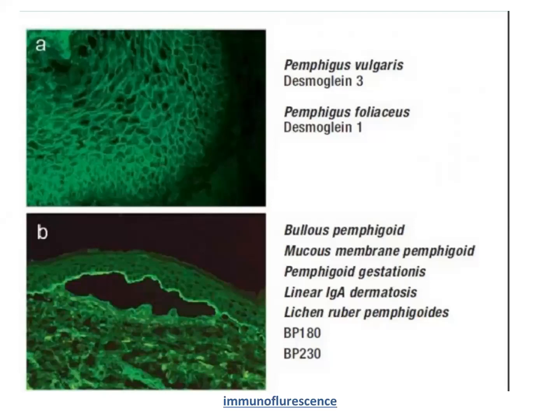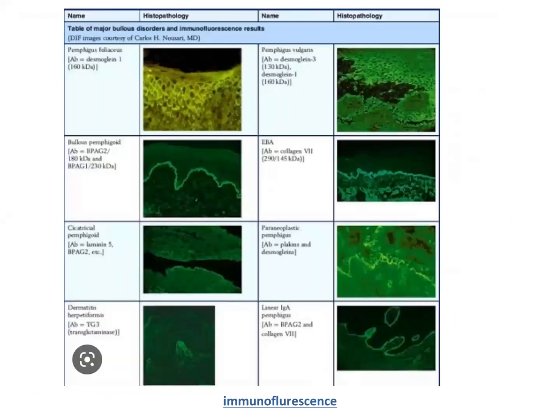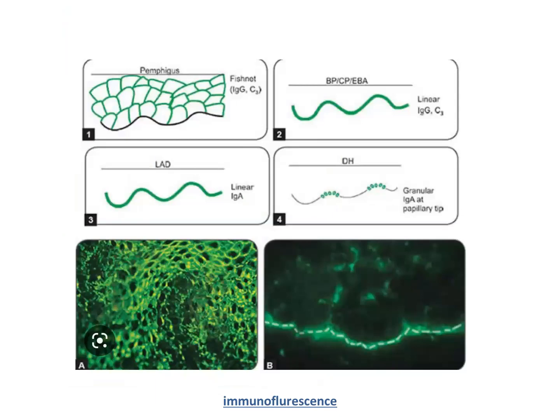This is the immunofluorescence of pemphigus vulgaris. You can see the chicken wire appearance or the fishnet appearance, and in pemphigus foliaceus, the upper part of the epidermis. Then the bullous pemphigoid, we will do that later on. So in pemphigus foliaceus, the lesions are present on the upper end, so the immunofluorescence shows subcorneal immunofluorescence. Then pemphigus vulgaris shows the suprabasal immunofluorescence.